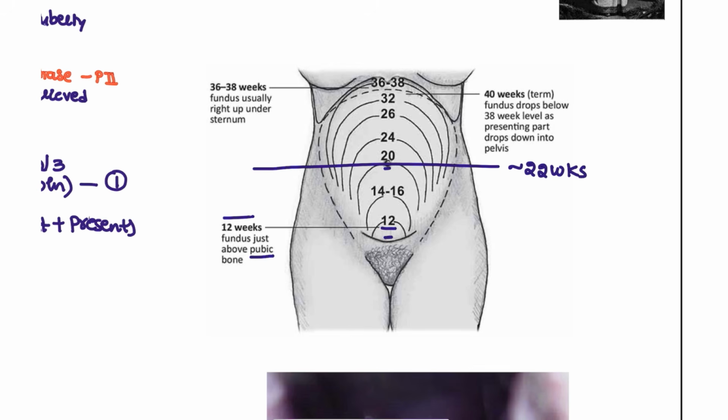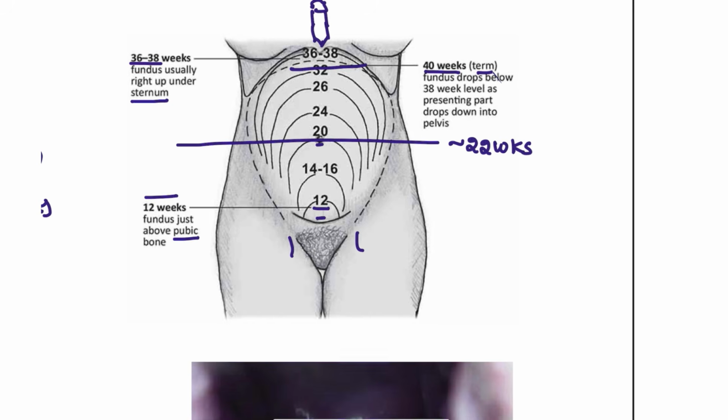Next, by the time of term, it reaches 36 to 38 weeks, and it is just under the xiphisternum. Okay, this is the xiphisternum part, where the fundus reaches its highest point. And after 40 weeks, what happens? The pelvis will have the process of labor starting, so the head will be descending downwards. So the uterus will also come downwards. After 40 weeks, the fundal height will start to drop.